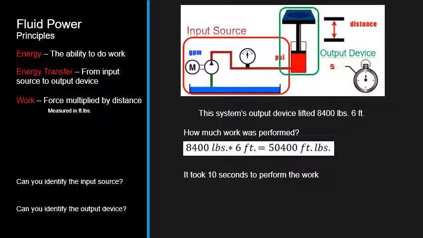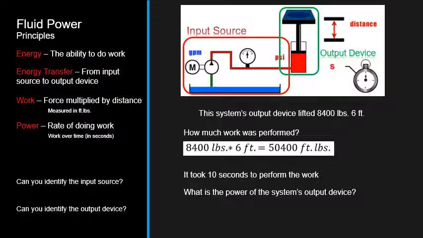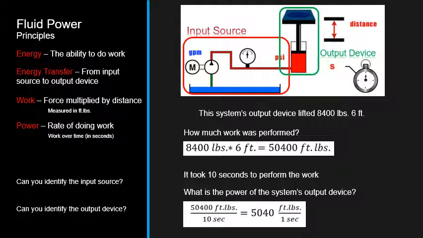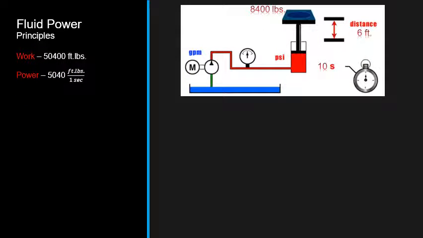We're also told it took 10 seconds to perform the work. That piece of information allows us to figure out the power, or rate of doing work, which is work over time in seconds. So we just take the 50,400 foot-pounds, divide it by 10 seconds, and we are able to determine that 5,040 foot-pounds per second is the amount of power that this system is producing. So we've determined the amount of work in foot-pounds. We've determined the amount of power that the system is outputting in foot-pounds per second.